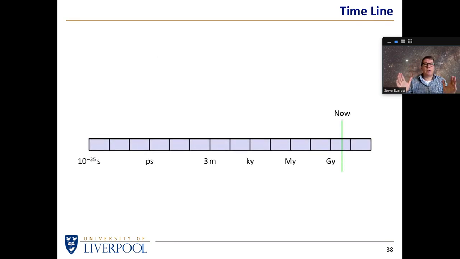We've gone over a ridiculous timeline from 10 to the minus 35 seconds at one end to billions of years after the Big Bang on the right-hand side, and that's where we are now with the green line. So back on the left-hand side, we have the cosmic golf ball. Everything that we now see in the observable universe was much closer together, only a few centimeters or so distant from each other. It was a soup of quarks. Well, it's called quarks. Actually, it's a soup of quarks and electrons.